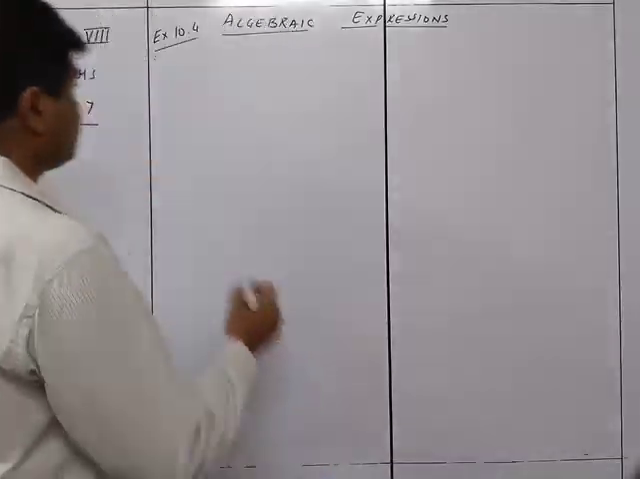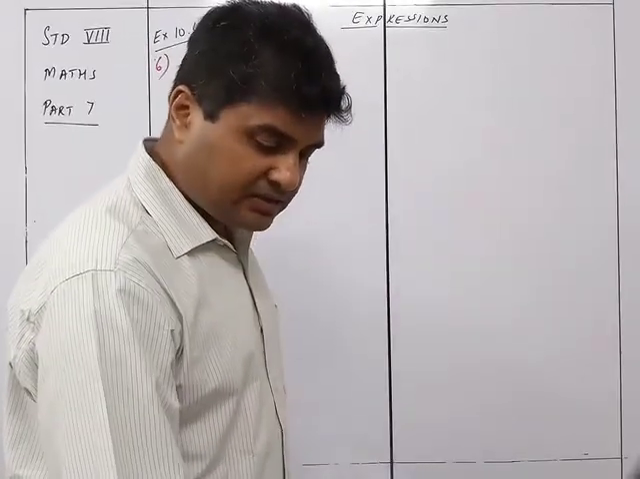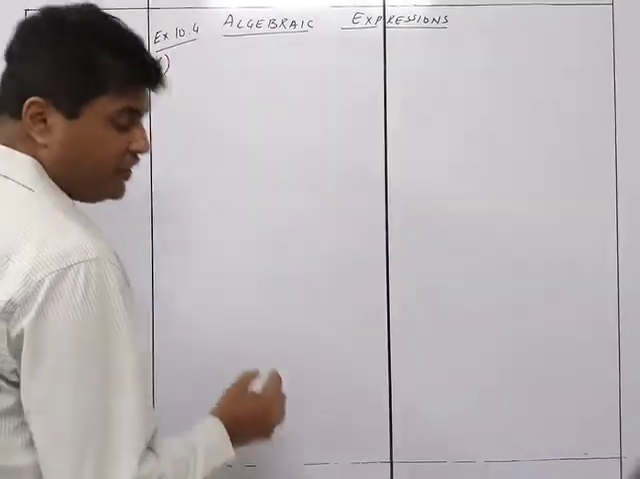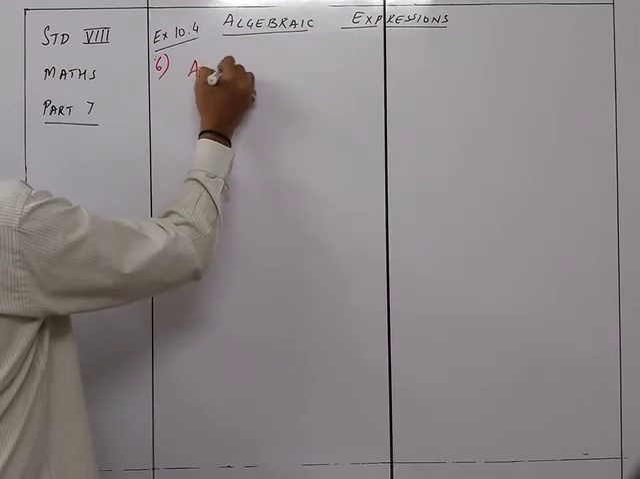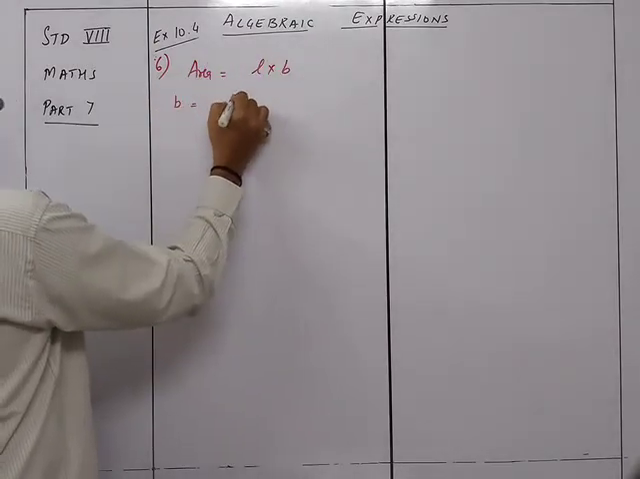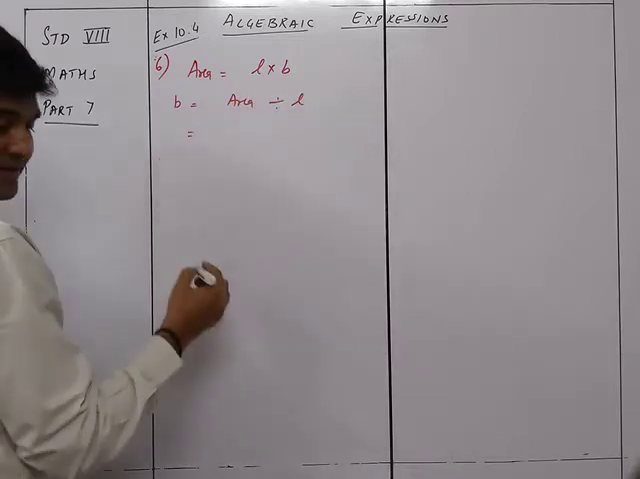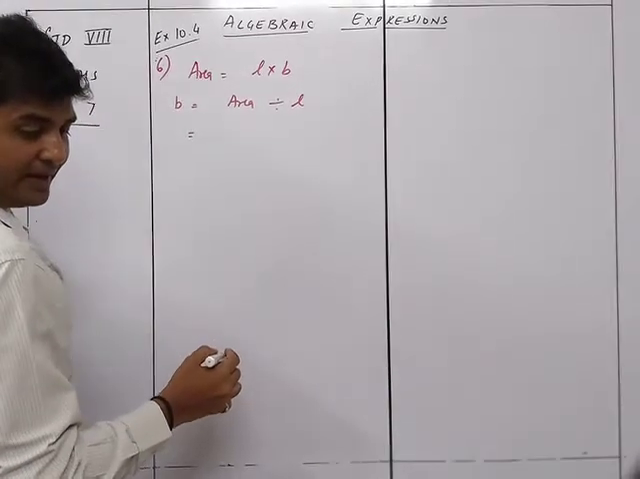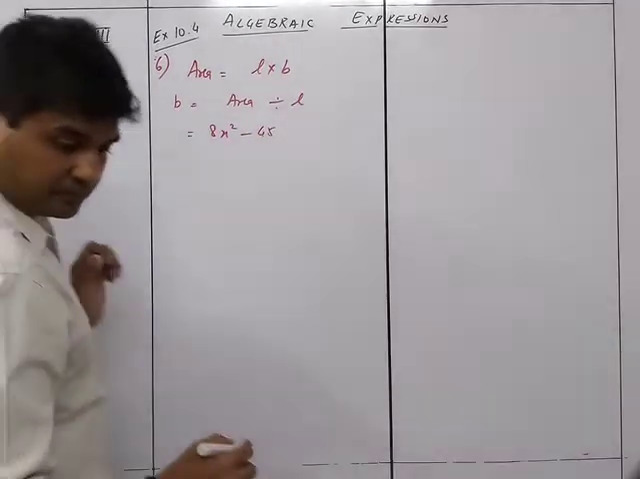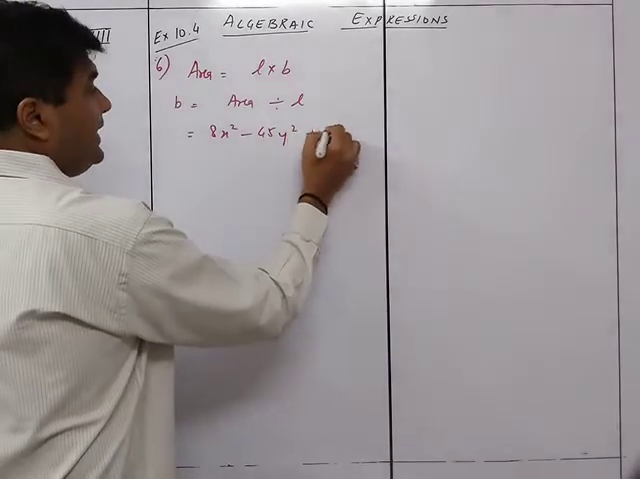Okay, sum number 6. If the area of a rectangle is given to you and one side is this much, find the length of the adjacent side. We know that area is equal to length into breadth. Therefore, breadth is equal to area divided by length. So area is given to you as 8x square minus 45y square plus 18xy.